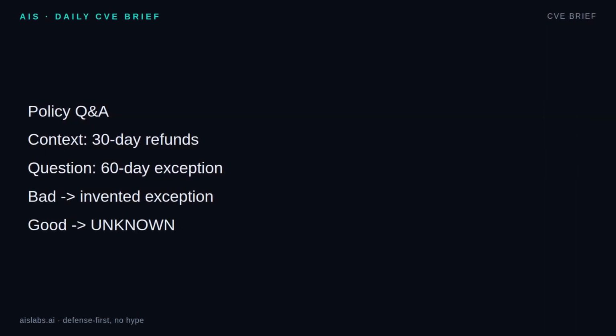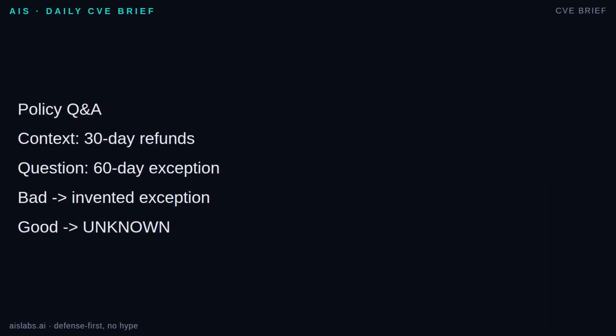Let's run the refund example end to end. Context says, refunds are available within 30 days of purchase. Digital gift cards are final sale. The question is, can I get a refund after 60 days if I was in the hospital? A weak prompt says, "Answer the customer from the policy." The model may infer a compassionate exception. A constrained prompt says, "Use only this policy. Do not infer exceptions. Do not mention procedures not in the policy. If the policy does not answer the question, answer unknown." Now the correct response is unknown. The provided policy states the 30-day rule, but does not describe medical exceptions.